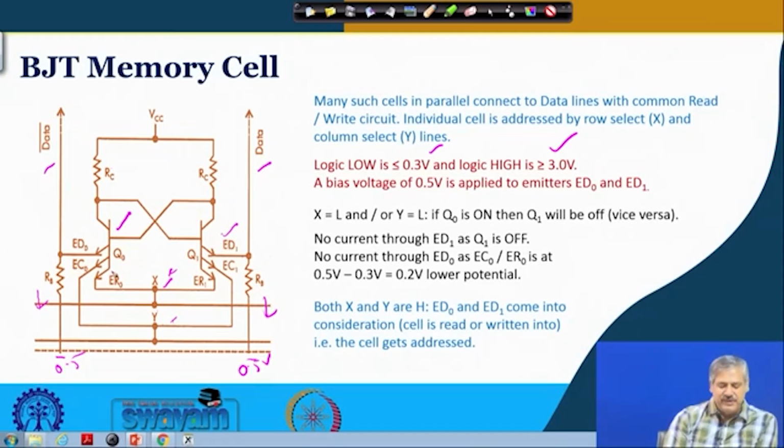Similarly, if it is off, then this is not conducting, so the voltage will be high, sufficiently high, 5 volt, to drive it deep into saturation, and vice versa. Is it clear? So, one of them needs to be off and one of them needs to be on. And how to switch them, if say Q0 is on and Q1 is off, how to make Q0 off and Q1 on in the write operation, that we shall see a little later. Is it fine?